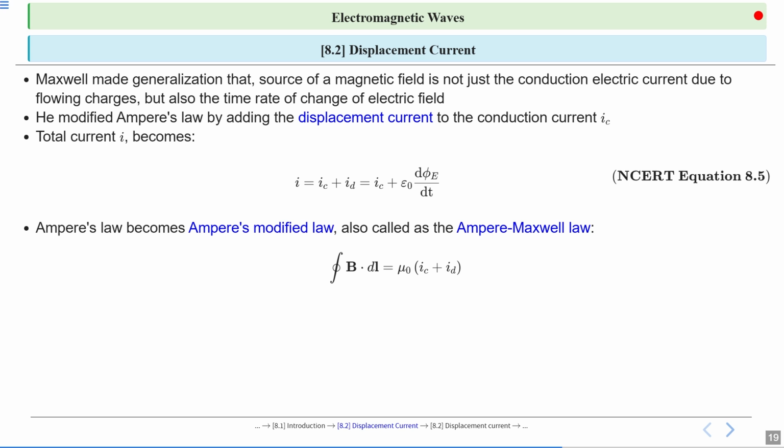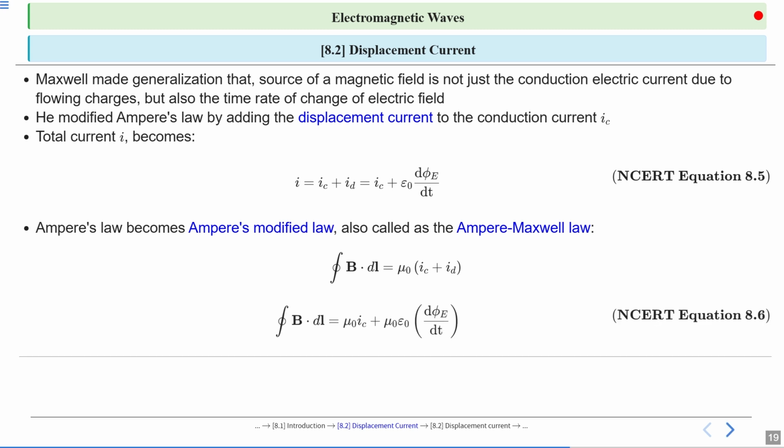Now this is the modified law. In the beginning, Ampere's circuital law was closed integral B dot dl equal to mu naught I only. Now Maxwell modified it. In place of I, he wrote IC plus ID, conduction current plus displacement current. So after putting the values of conduction current and displacement current, closed integral B dot dl is equal to mu naught IC plus mu naught ID, and ID is epsilon naught d phi E upon dt, NCERT equation 8.6. This is the complete expression, the modified Ampere-Maxwell law.